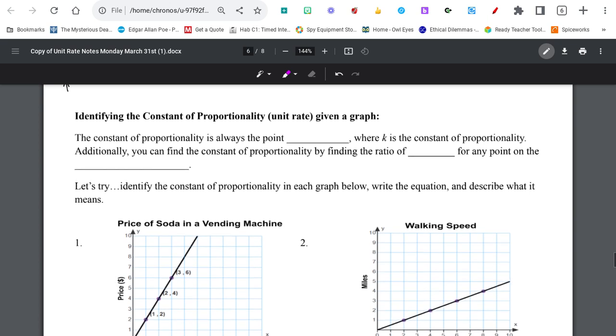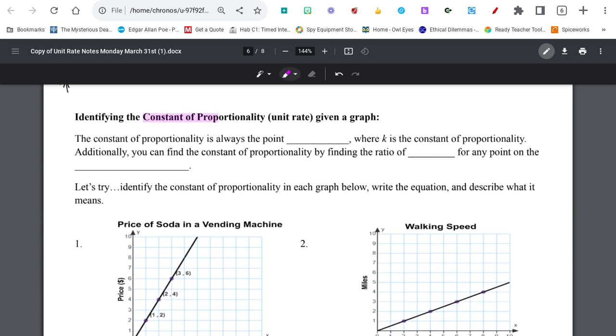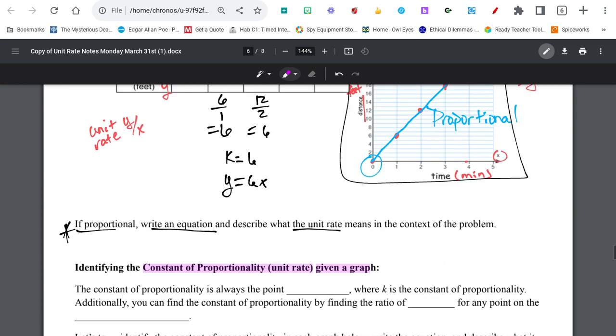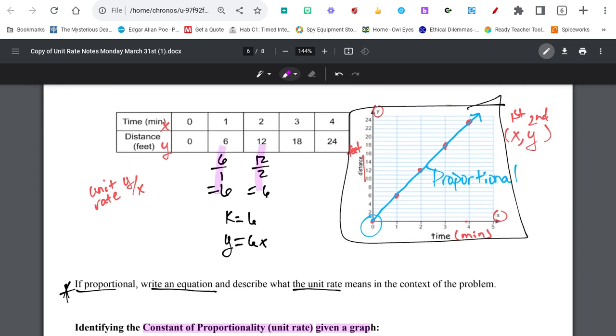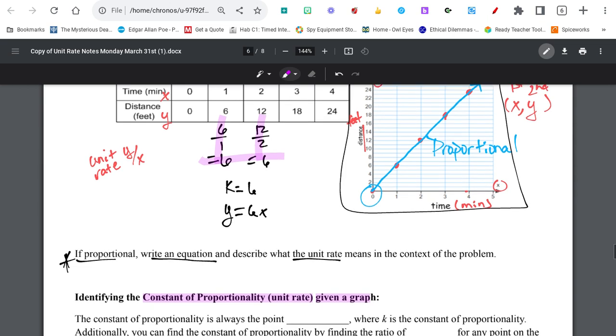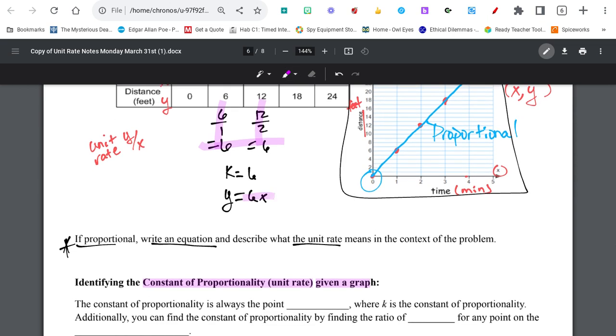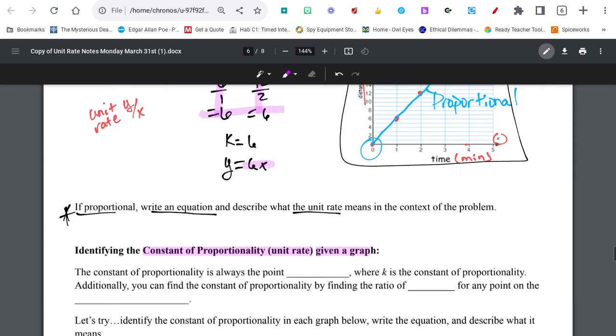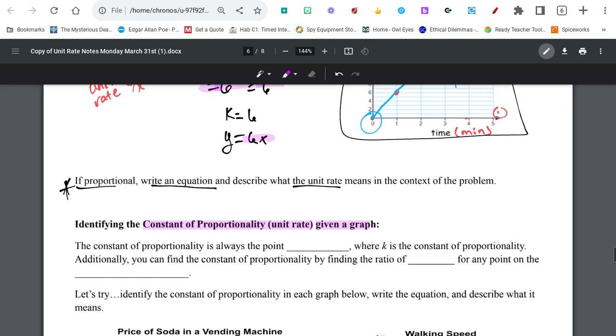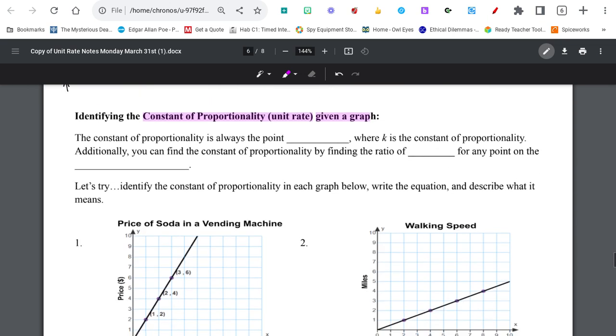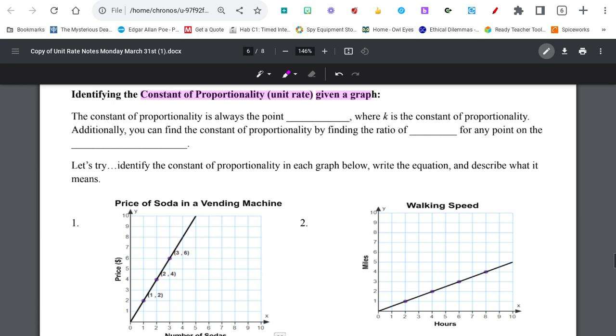So identifying the constant of proportionality, which is also the unit rate, given a graph. Given a table, you just divide y by x and look for your constant of proportionality or your unit rate and attach it to x, always the thing that happens first, your independent variable. Okay, and you write it in this form. But what do you do when you're given a graph to find the unit rate?